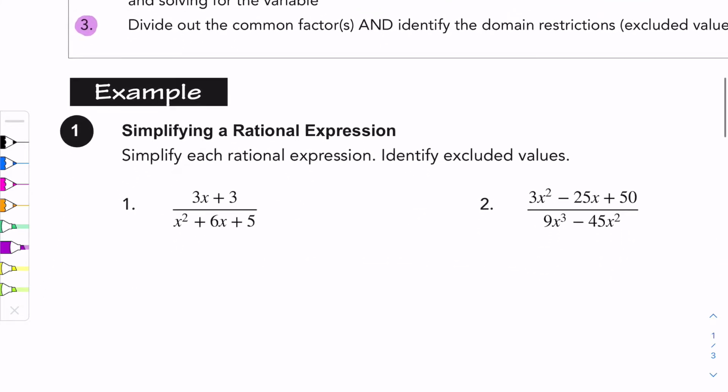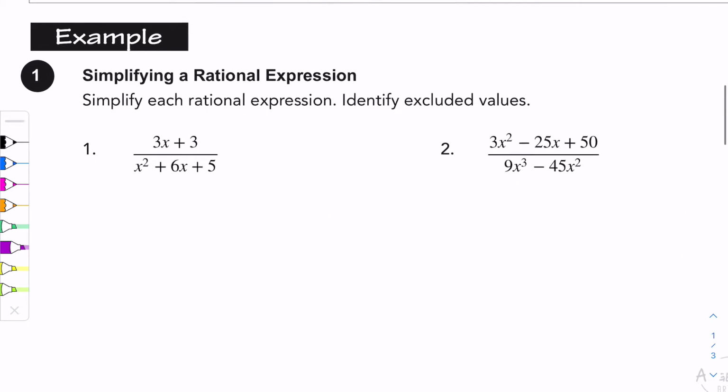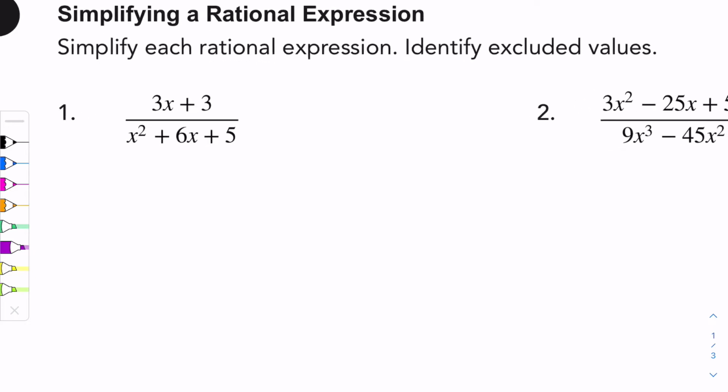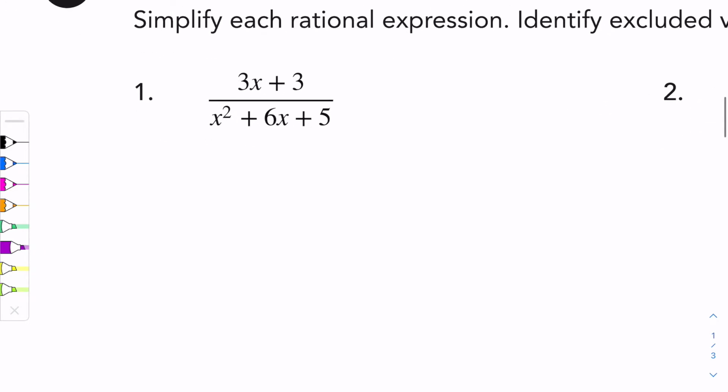Let's take a look at example number 1. So if we follow the steps that I listed above, the first step is to factor both the numerator and the denominator. Recall that when you factor, you have to start by looking for a GCF, which this numerator has. So this numerator right here has a GCF of 3. I'm going to factor out a GCF of 3, and left over is going to be x plus 1 in my numerator.